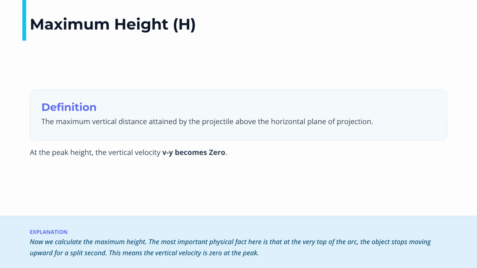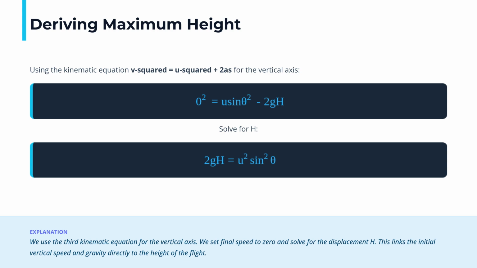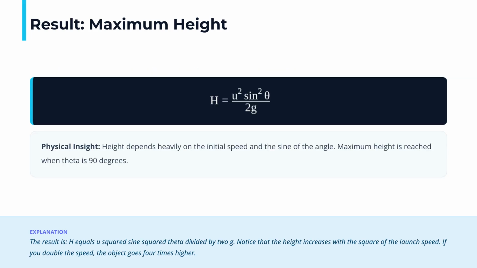To calculate the maximum height h, remember that at the very top of the arc, the object stops moving upward for a split second, meaning the vertical velocity is 0. We use the third kinematic equation for the vertical axis. We set final speed to 0 and solve for the displacement h. The result is h equals u squared sine squared theta divided by 2g. Notice that height increases with the square of the launch speed.